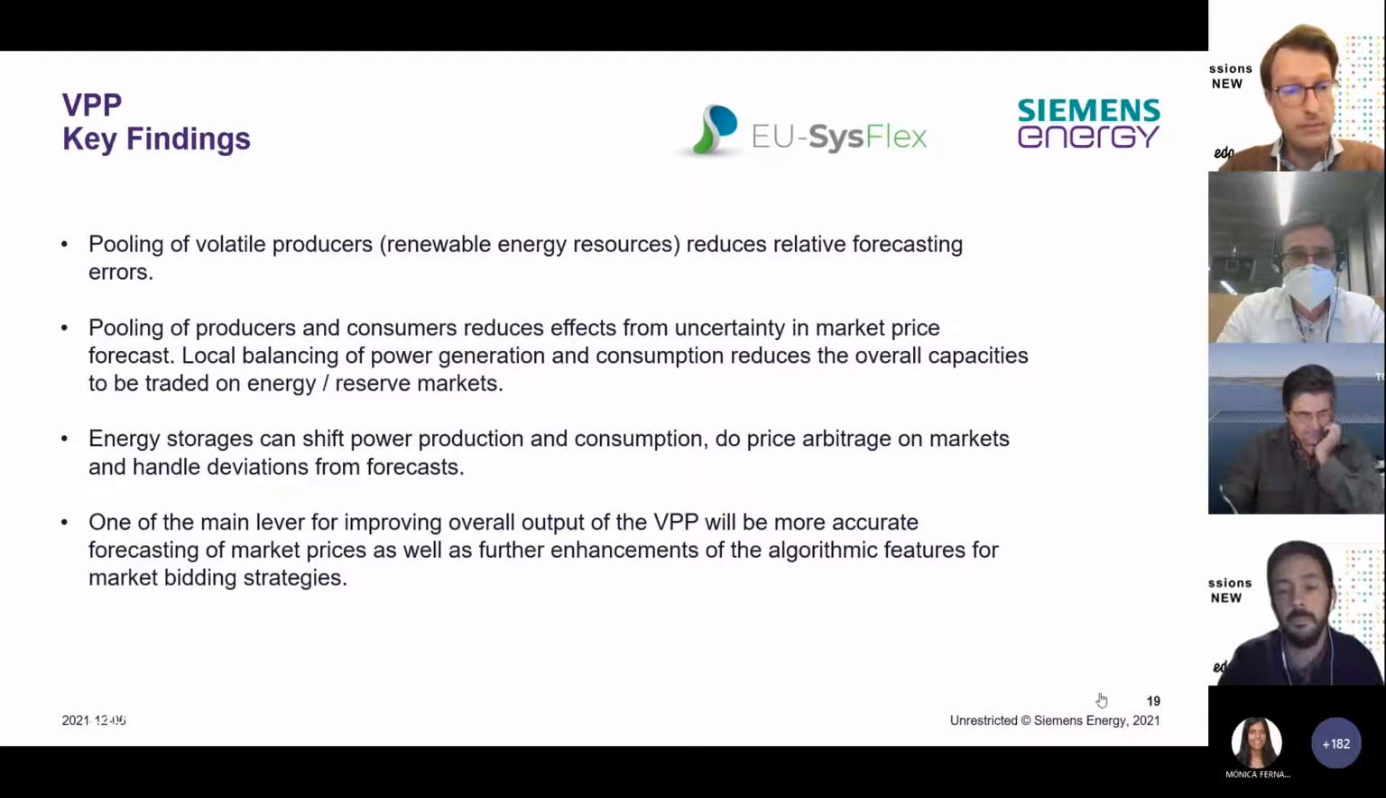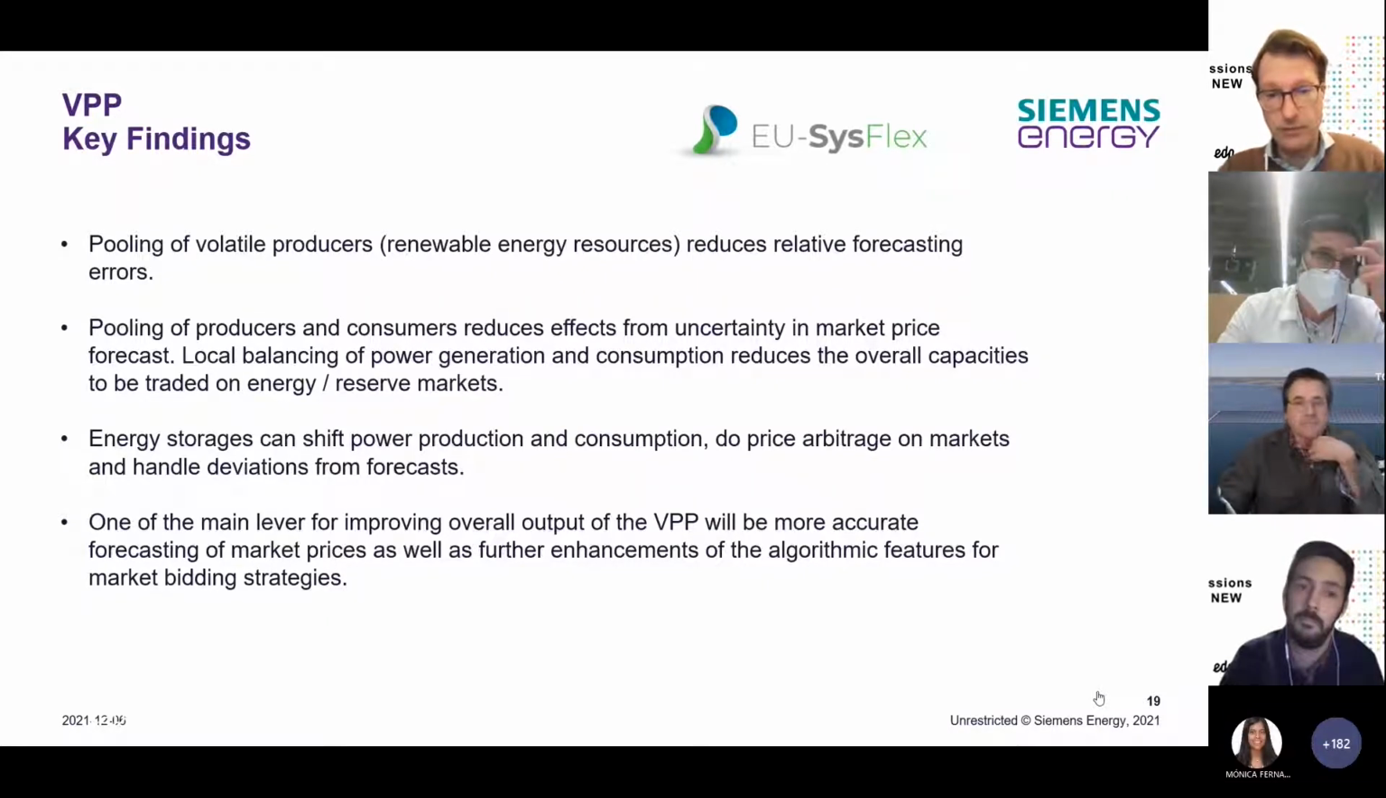And the last point, addressing one thing I already mentioned: more accurate forecasts of market prices and other inputs. There is a huge lever here for improving the overall accuracy, and with that potentially, in the end, revenue.